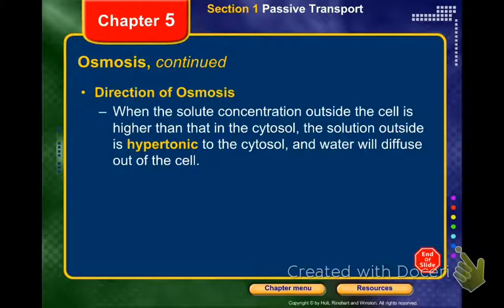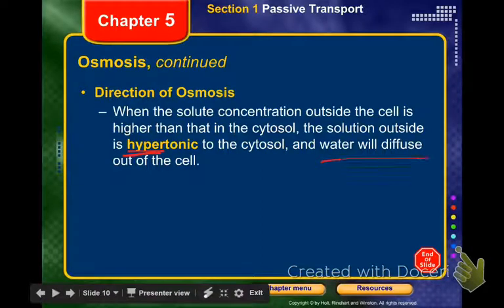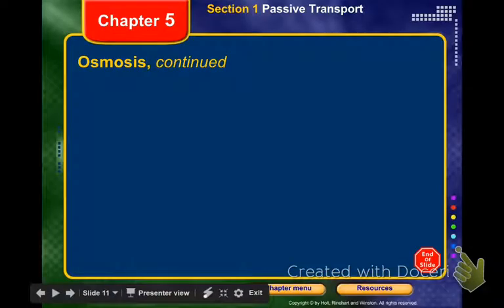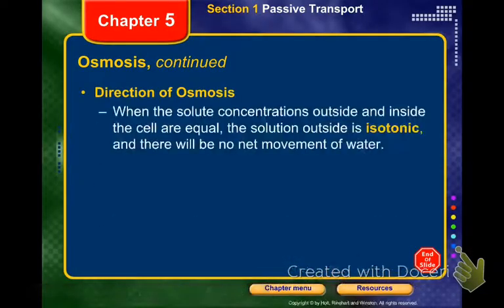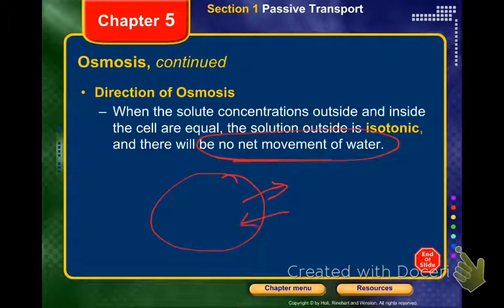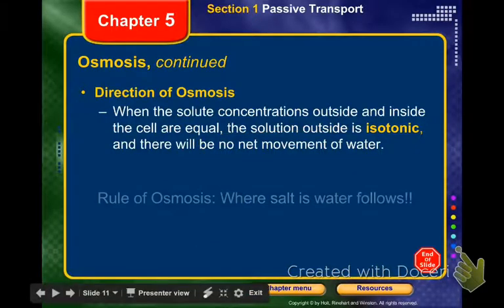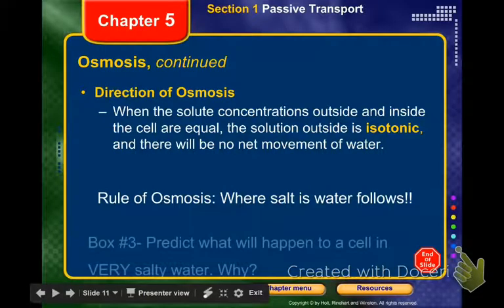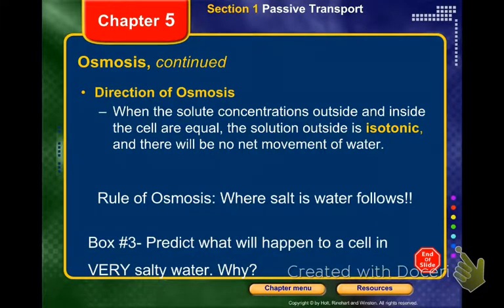Okay, so we talked about hypertonic. Hyper means more, right? More solute than the cell. And so water will diffuse or leave the cell. That wasn't what was happening, though, right? My fish was not in an isotonic solution. No net movement of water. Does that mean water isn't moving at all? No, it means that the water is going in and out equally, and you're not having a net change in the water. Okay, where salt is, water follows.